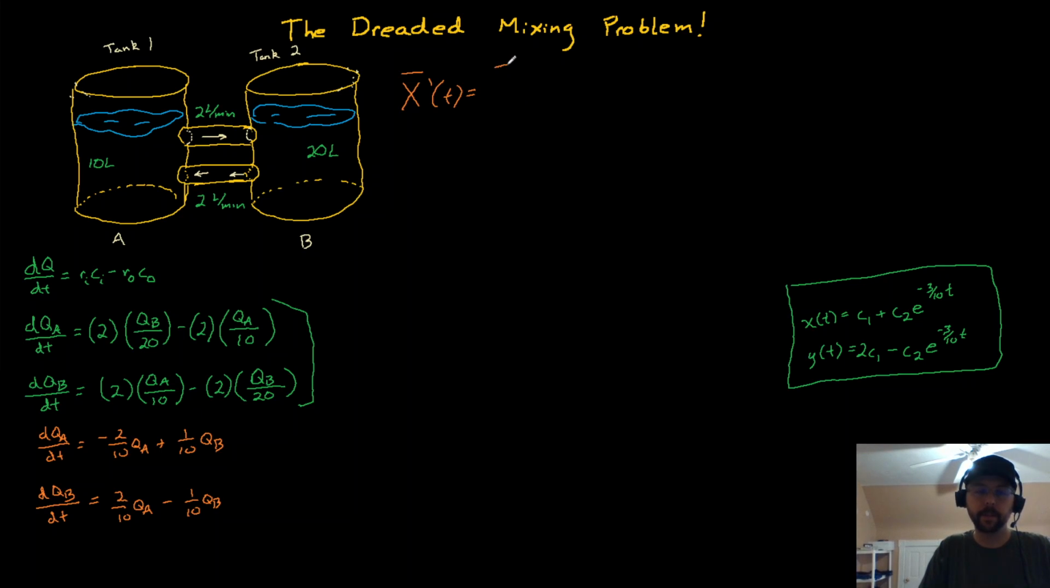So we're going to have negative 2 over, oops, that's definitely not going to fit in that little box. So let's make our box bigger here. So we have negative 2 over 10. We have 2 over 10. These are coming from top left, top right, bottom left, bottom right. 1 over 10 and negative 1 over 10.